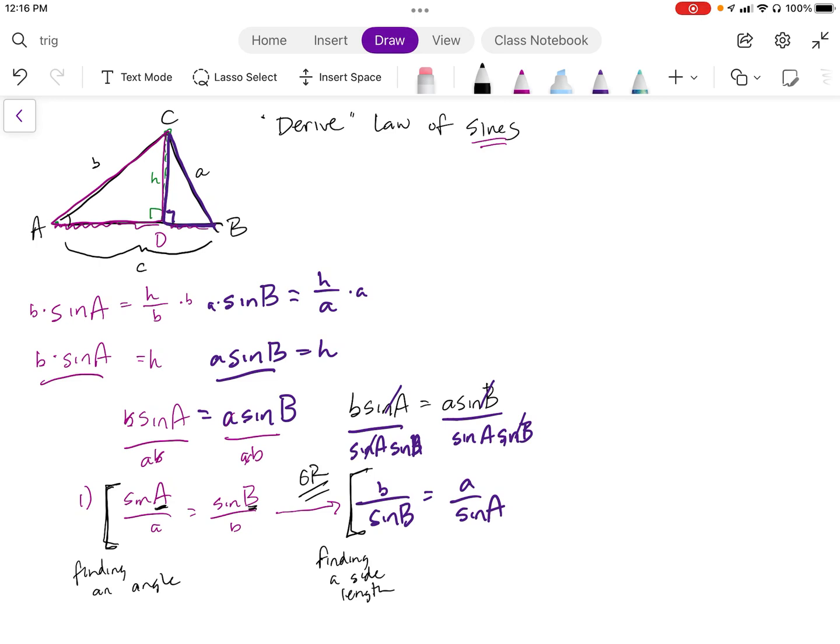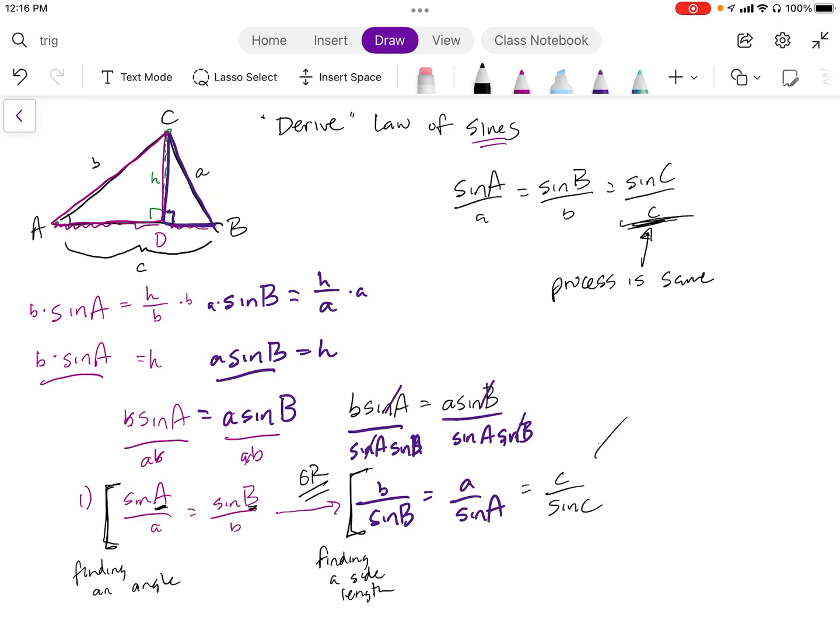But anyways, there is one more side, c. The process would be the same. I only drew one altitude, so to get this piece, we would rely on either a or b. So often we just say similar to find this last one here, and of the other form too. If you did this form, we say similar for side c.